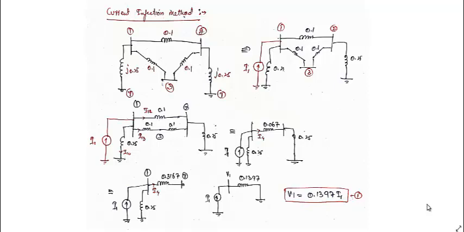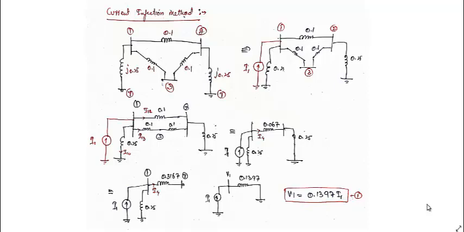This will be the series combination equivalent reactance of these two, and the total reactance will be the parallel combination of these two. This will be the total reactance. Now V1 will be equal to this I1 multiplied with this reactance. So V1 will be equal to 0.1397 into I1. Of course, there should be J, because this will actually be J.